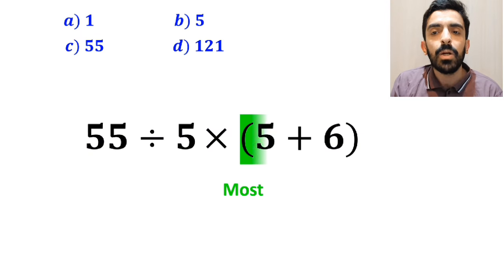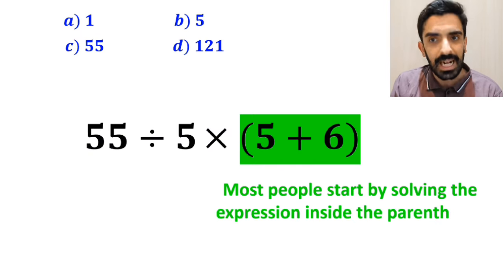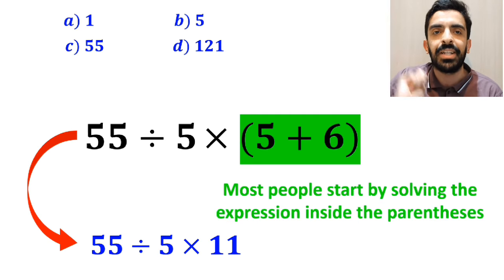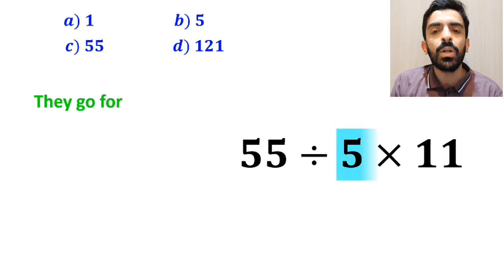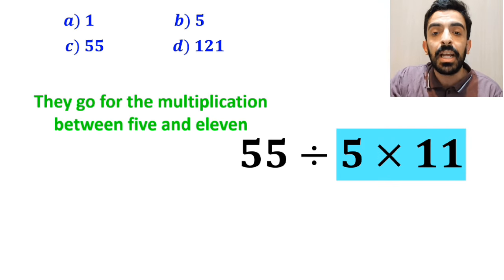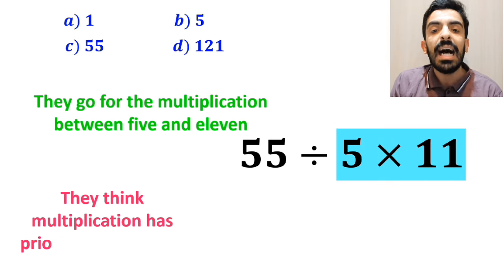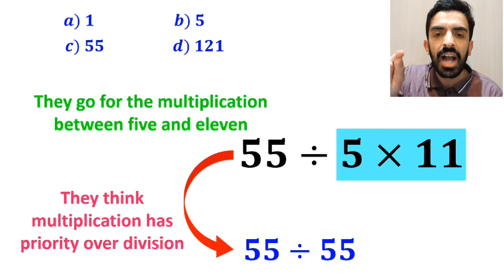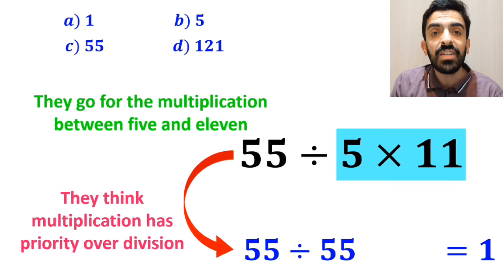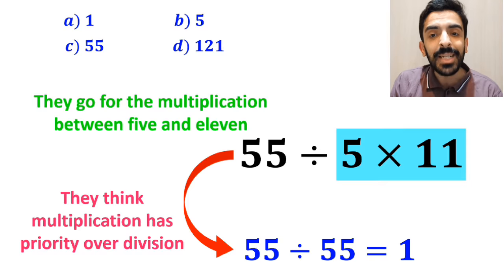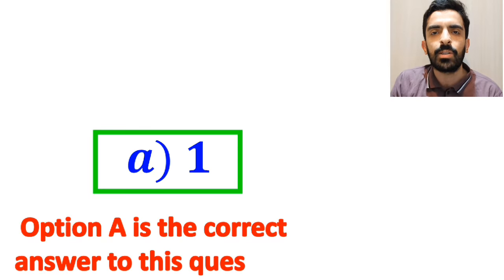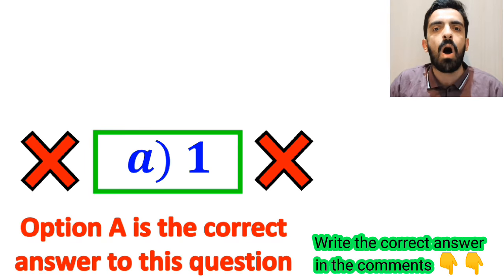In the first step, most people start by solving the expression inside the parentheses and replace it with 55 divided by 5 times 11. In the next step, they go for the multiplication between 5 and 11 because they think multiplication has priority over division. So, this expression simplifies to 55 divided by 55, which finally gives them the answer 1. And immediately, they quickly say that option A is the correct answer to this question. But this answer is absolutely wrong.